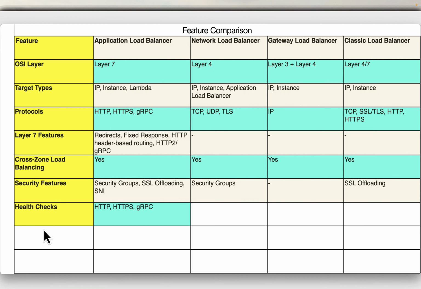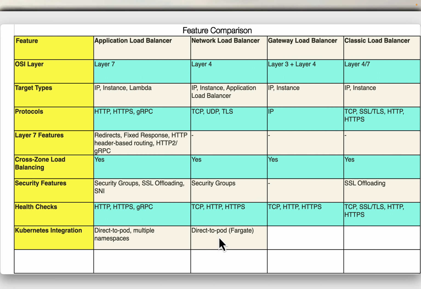And then health checks: we have HTTP, HTTPS, gRPC based health checks. Then this one has TCP, HTTP and HTTPS based health checks. And network load balancer only has TCP, HTTP and HTTPS. And this one has TCP, SSL, TLS, HTTP and HTTPS. Then Kubernetes integration: it supports direct to pod and multiple namespaces. This supports direct to pod but at Fargate level. Then not applicable.